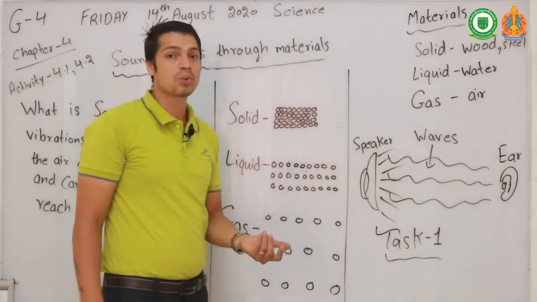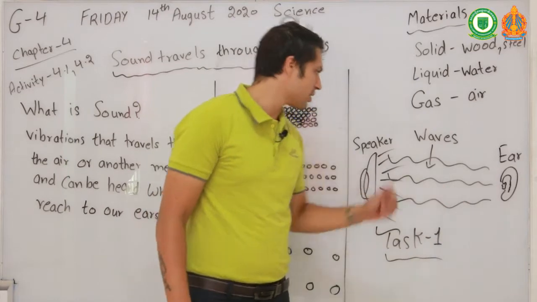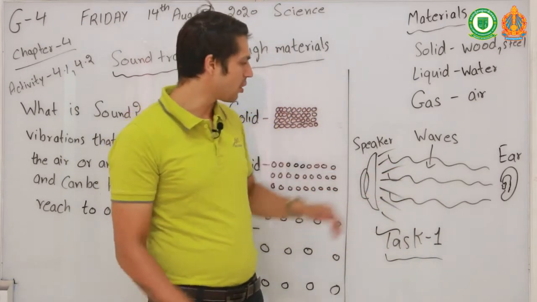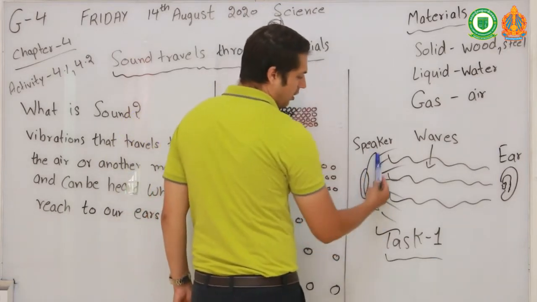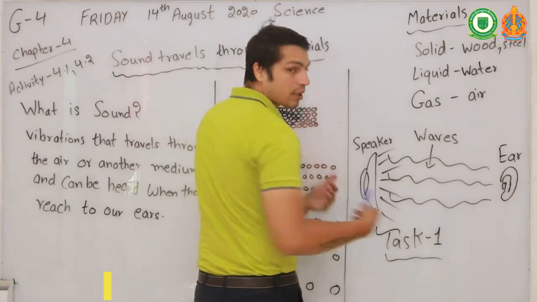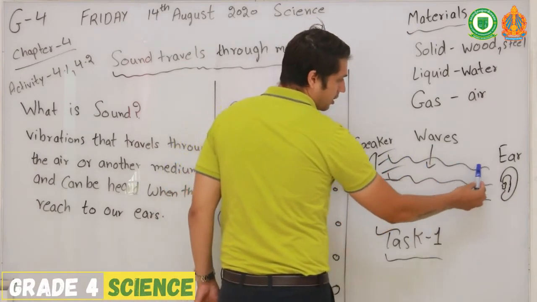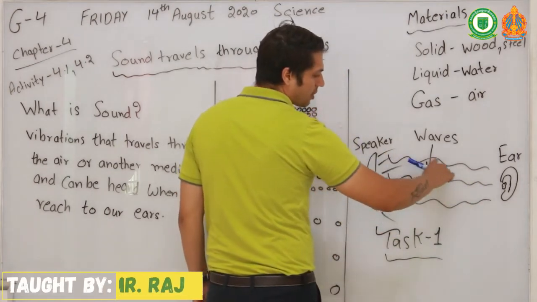But how does sound travel? Sound travels through waves. Let's have a look here. Here is the speaker. Sound comes out from the speaker and it goes through waves, waves like this.